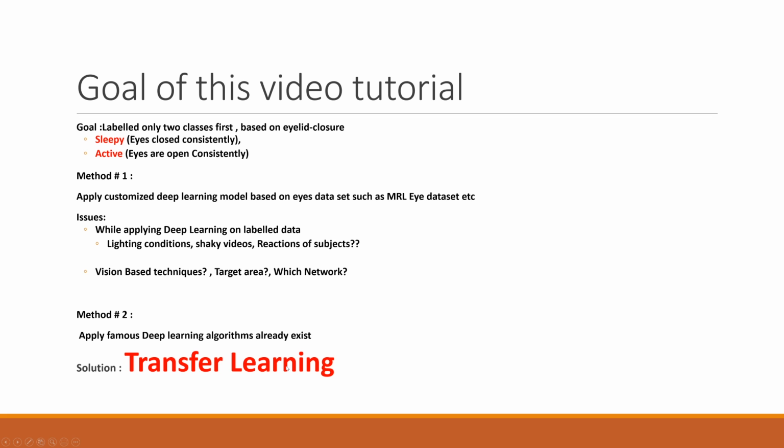Another, much easier solution is transfer learning. Transfer learning is the easiest solution. I will come back to what transfer learning is, but for the dataset, for example, we can use the MRL Eye dataset. We will discuss the MRL Eye dataset in the next few slides. So first, let's discuss what transfer learning is.